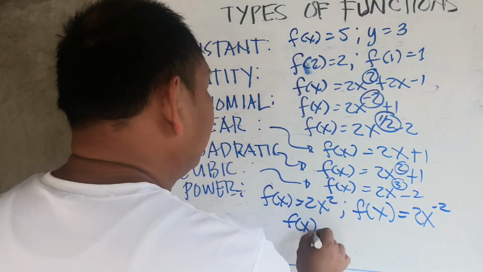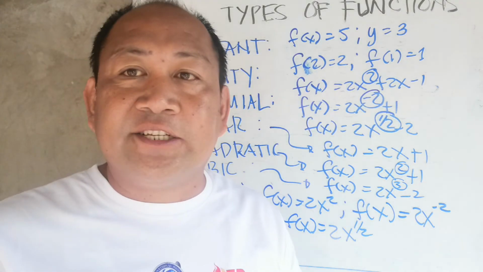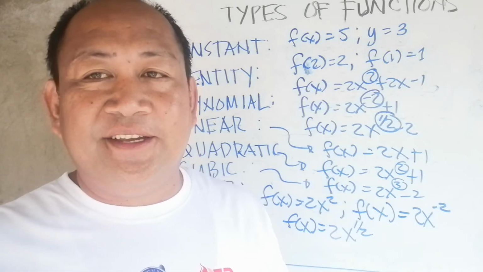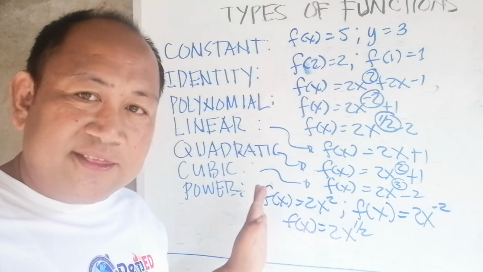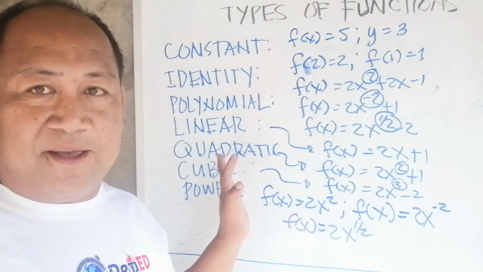So f of x is equal to 2x raised to 1 half. Is that a power function? Yes, for as long as there is an exponent, then it is considered a power function. So these are the first set of the different types of functions with their corresponding examples.